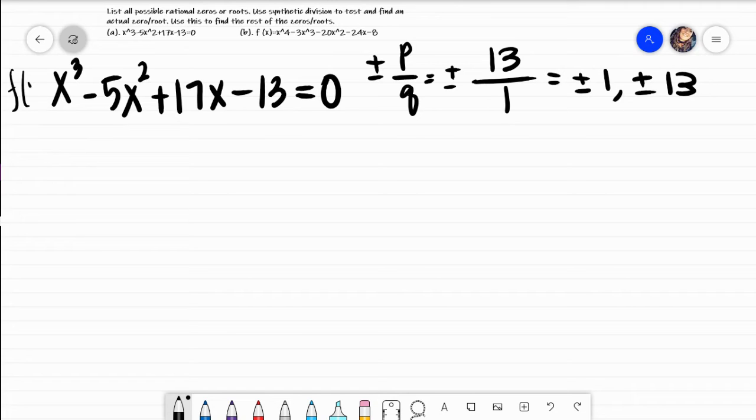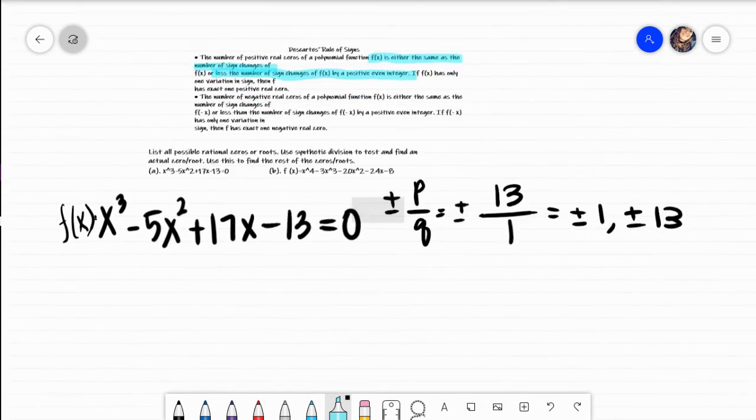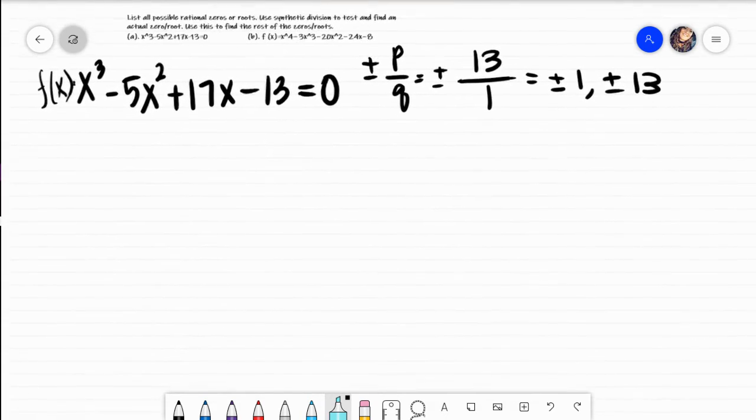Like I said, this is my f of x, right? So what you do is, do you see how it said the number of positive real zeros of a polynomial function f of x is either the same as the number of sign changes? So our options are it's either the same as the number of sign changes or less than the number of sign changes by a positive integer. You always use the positive integer too whenever you do this.